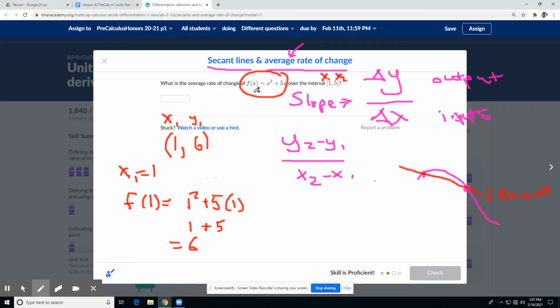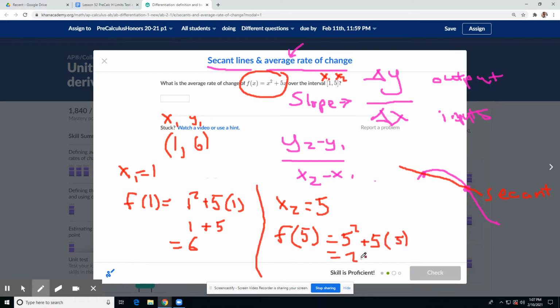We're missing the outputs here, so we'll do the same thing to find y2. x2 is equal to 5. Plug that into our function, so we're looking at f of 5. First, I square it. So 5 squared plus 5 times 5 turns into 25 plus 25, which totals 50. So here's my second point, 5 comma 50. This is my x2 value and this is my y2 value.